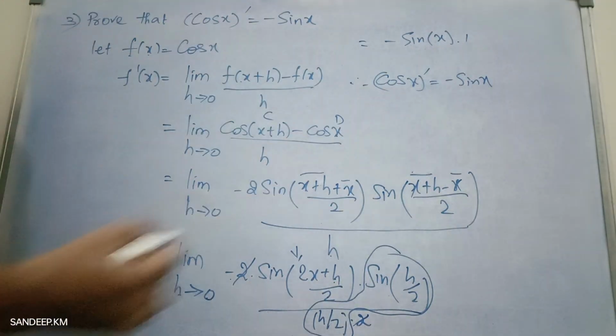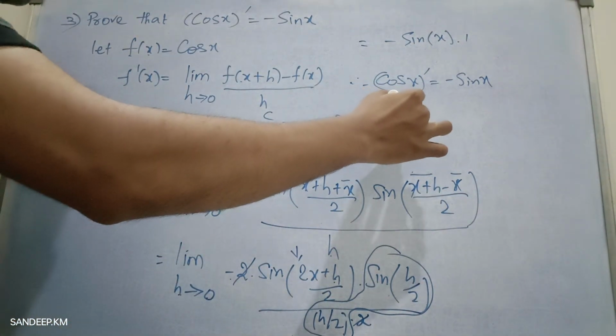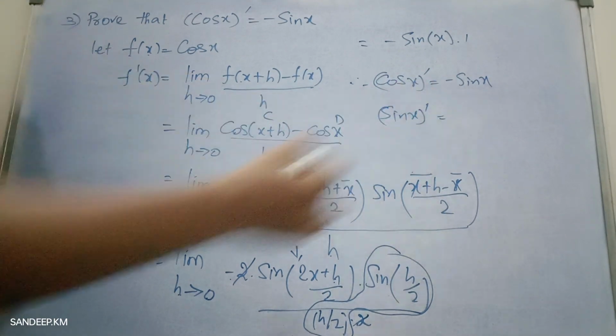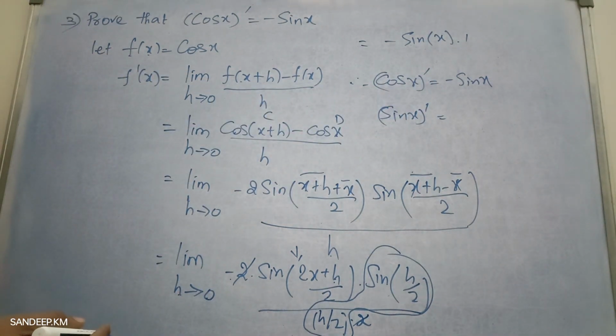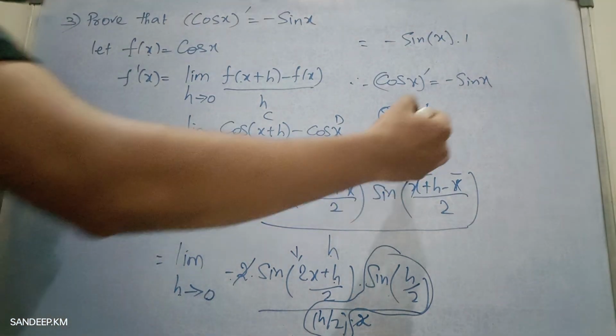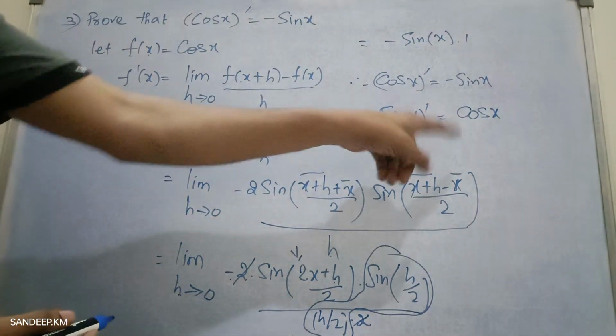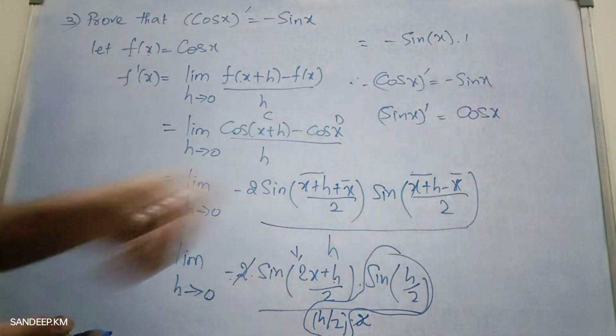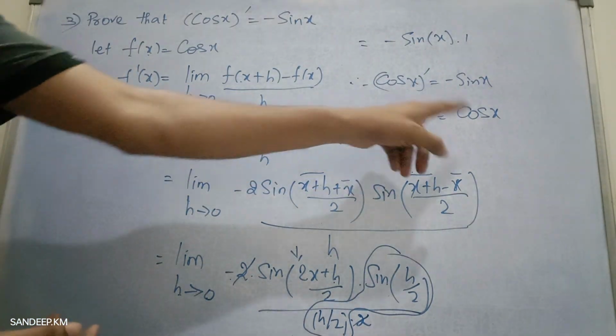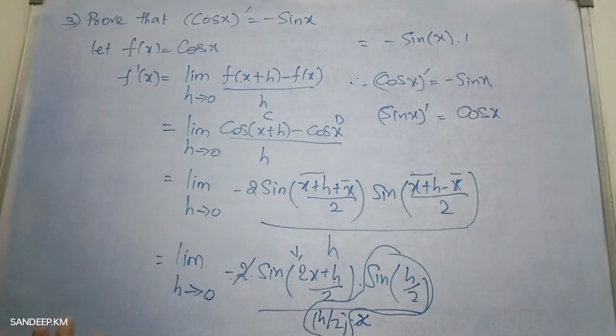Can you immediately start finding the sin x derivative and let me know what the answer is in the comment section? Pause the video and you can try this sin x derivative. And obviously, you will get the answer as cos x. Remember, sin x derivative is plus cos x. Cos x derivative is minus sin x. Keep this in mind. So sin x derivative is cos x and cos x derivative is minus sin x.